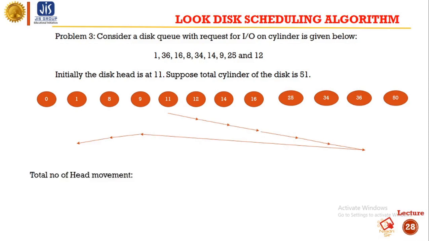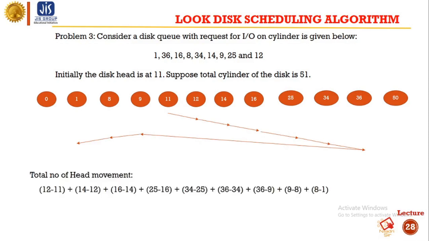Okay, the total number of head movements: from 11 we have moved to 12, so the head movement is 12 minus 11. From 12 we have moved to 14, so the total head movement is 14 minus 12. From 14 we have moved to 16, so the total head movement is 16 minus 14. From 16 we have moved to 25, so the total head movement is 25 minus 16. From 25 we have moved to 34, so the total head movement is 34 minus 25. From 34 we have moved to 36, so the total head movement is 36 minus 34.